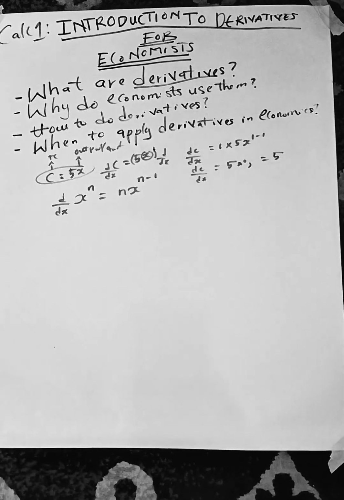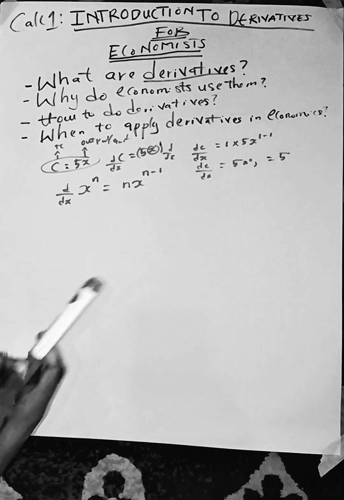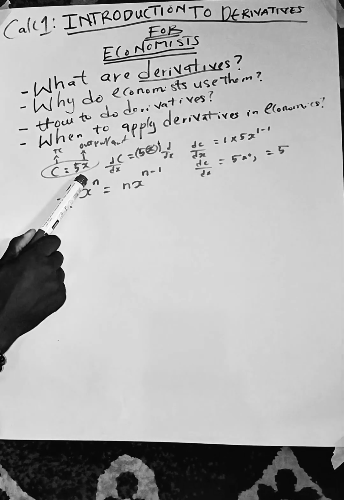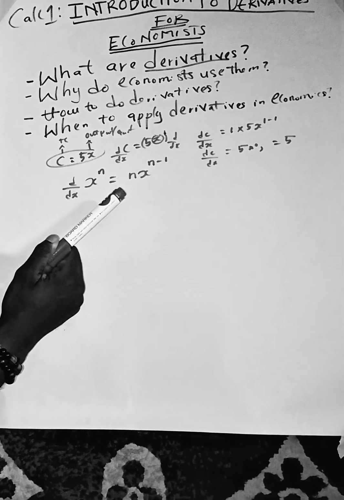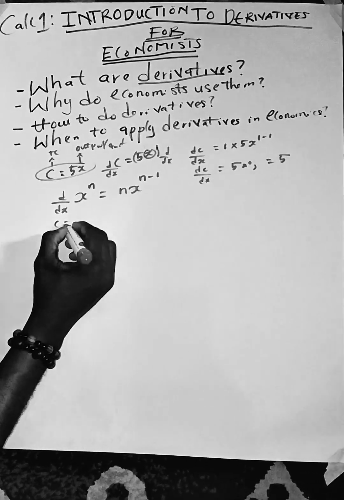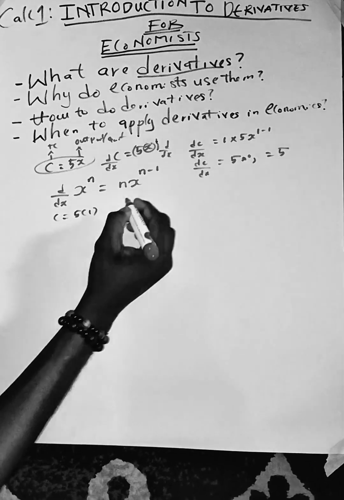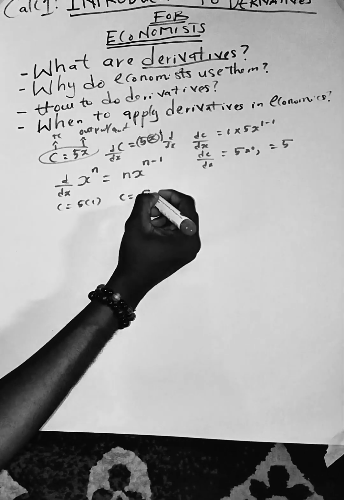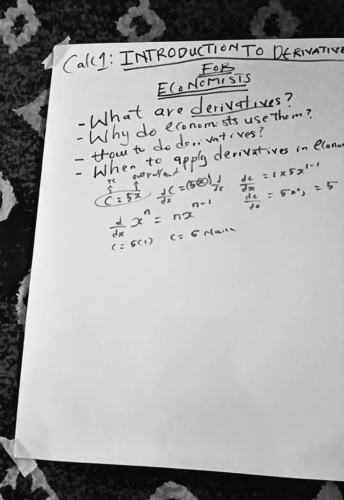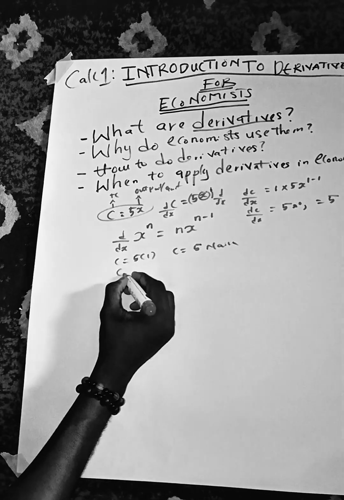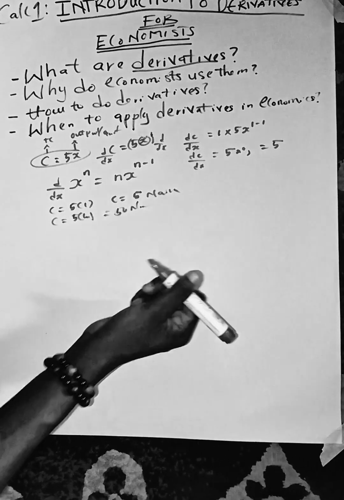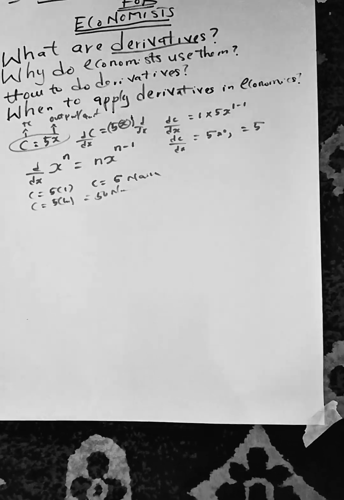Now, what is the interpretation of this value? This value is a constant of 5. This means that for any amount of output that this firm produces, their total cost increases by 5. Let's take an example. Let's say the firm produces 1 unit of output, so C is going to be 5 times 1, so their total cost is going to be 5, let's say 5 naira. Let's take another example. Let's say they decide to produce 10 units of output. So C is going to be 5 times 10, and that's 50 naira, and so on. So that's basically the whole concept of differentiating.